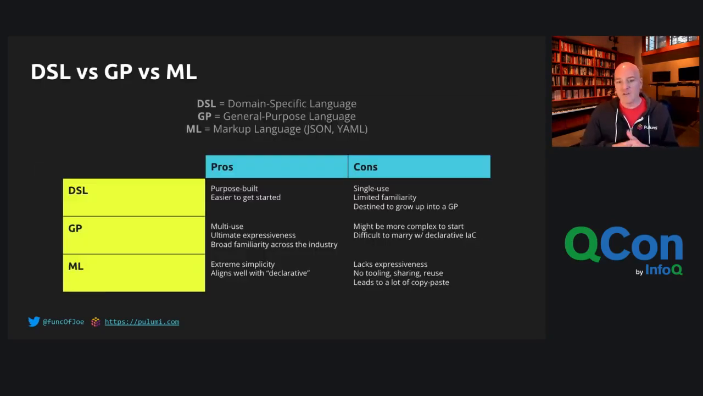Some of the benefits of a DSL is it's purpose-built, it's easier to get started, right? That DSL can afford to basically make language design decisions that are intended to streamline and make it super easy to use for that one purpose-built situation. Some of the cons of DSLs, however, are that its pros are also its cons, which is it's single use. So you learn it for that one thing, but it doesn't transcend that to other use cases. Compare that to Python, where if you learn Python, there are many other tools that use Python, and you've now learned something that is transferable to other domains and contexts.